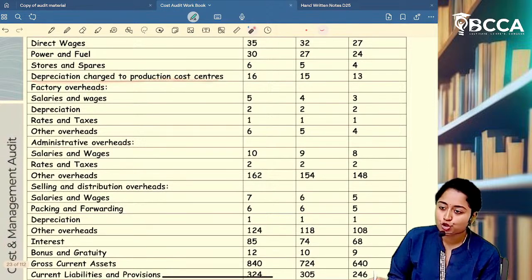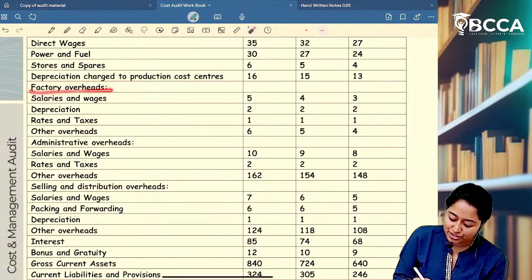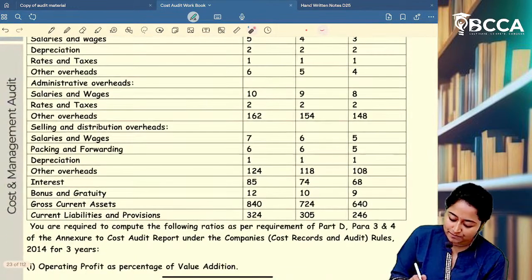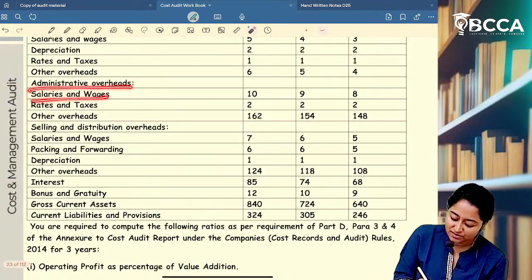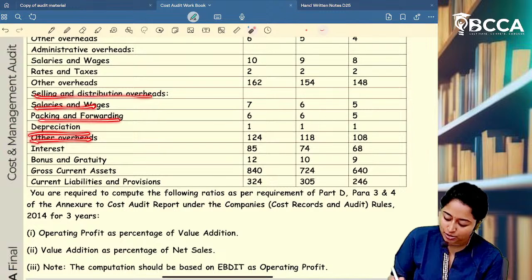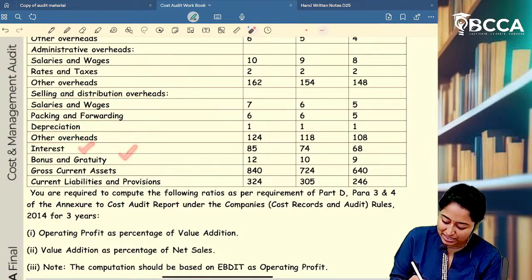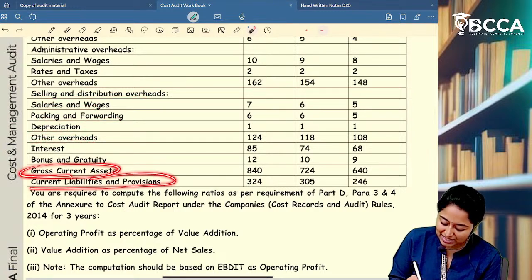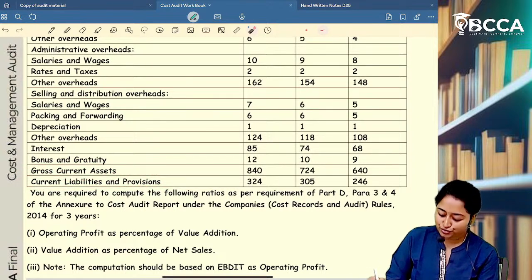Depreciation charge to production cost centers. Factory overheads: salaries and wages, depreciation, rates and taxes, other overheads. Administrative overheads: salaries and wages, rates and taxes, other overheads. Selling and distribution also: salaries and wages, packing and forwarding, depreciation, other overheads. Interest, bonus and gratuity, gross current assets and current liabilities and provisions.